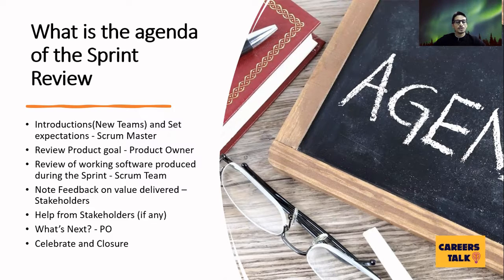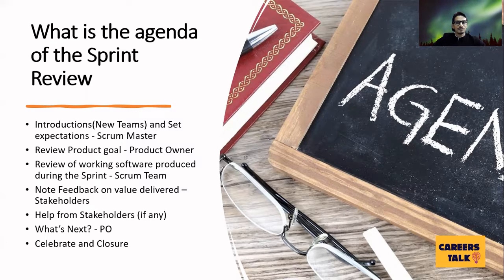We need to review the value delivered by the team. So the Scrum team starts showing the value that the team has achieved. Once they have presented the working software to the stakeholders, we will be receiving some feedback. We need to note down the feedback from the stakeholders on the value delivered. Once that feedback is noted down, we can refine the product backlog items, which the PO and the Scrum team collaborate on together, and they can make changes to the existing product backlog.